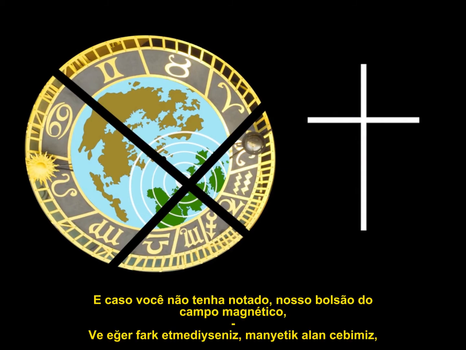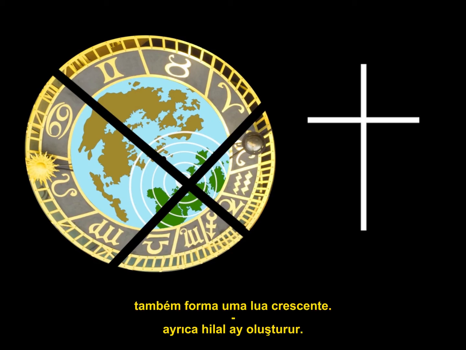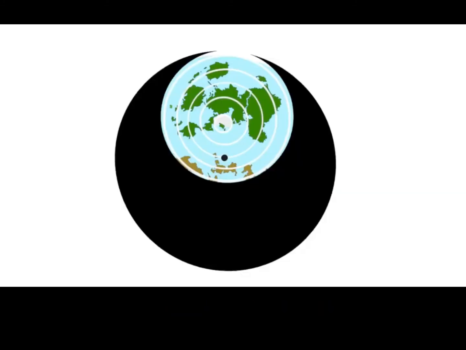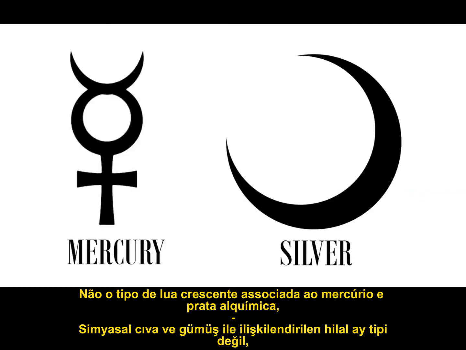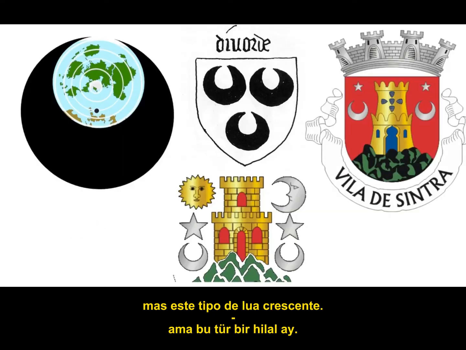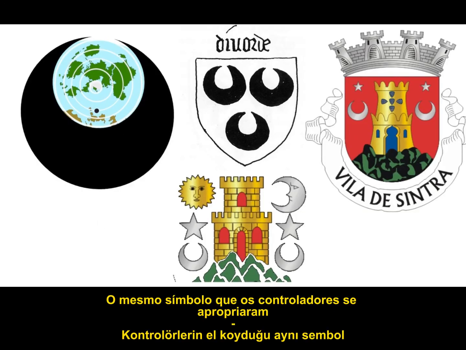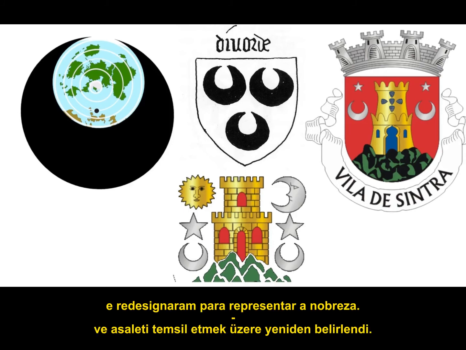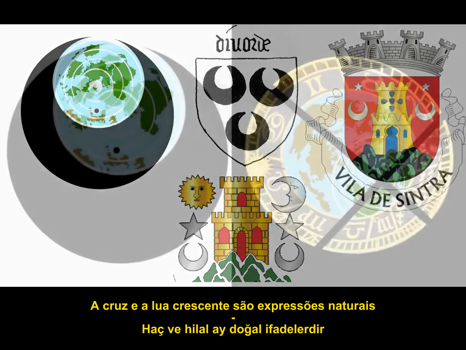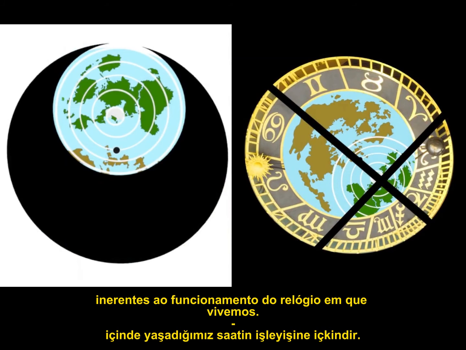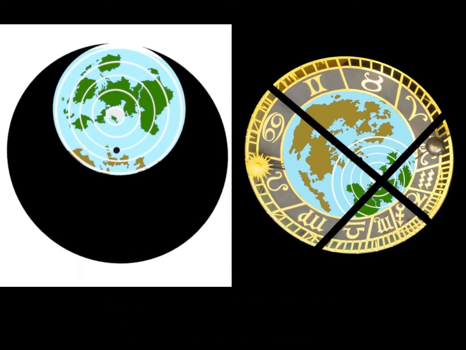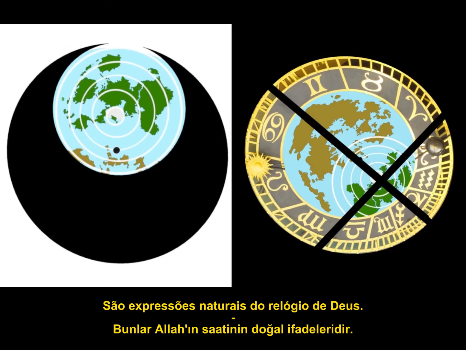And in case you hadn't noticed, our magnetic field pocket within the greater realm also forms a crescent moon. Not the type of crescent moon associated with the alchemical Mercury and silver, but this kind of crescent moon. The same symbol that the controllers appropriated and redesignated to represent nobility. The cross and crescent are natural expressions inherent in the workings of the timepiece we live within. They are natural expressions of God's clock.